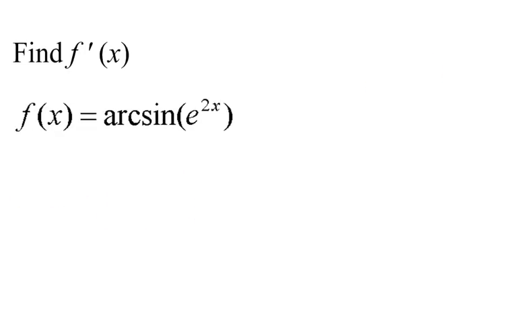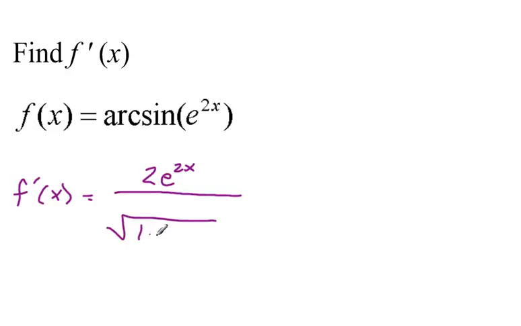All right, we've got another one here. Give this one a go on your own as well. Okay, so for this one, our derivative on top, remember we need to use chain rule with e to the 2x. So the derivative of the inside of this is 2. So we're going to have 2e to the 2x. And then on the bottom, it's going to be the square root of 1 minus e to the 4x, since when we square it, we can multiply the exponents.